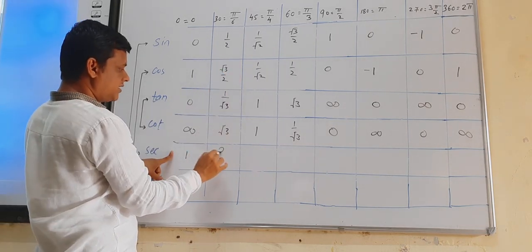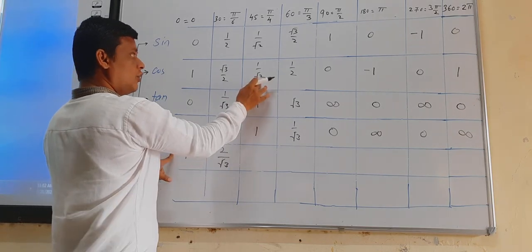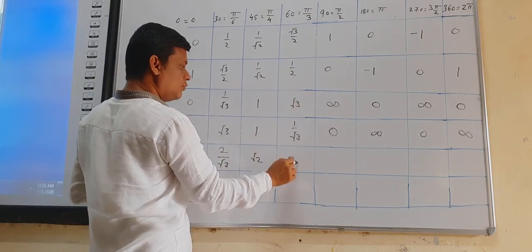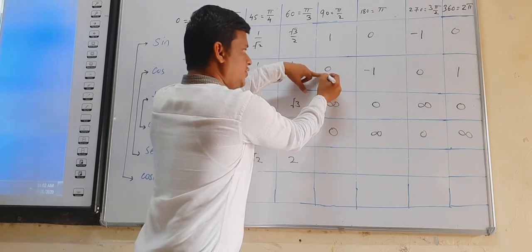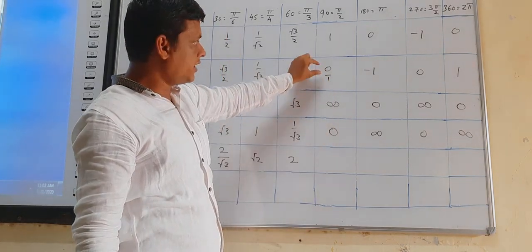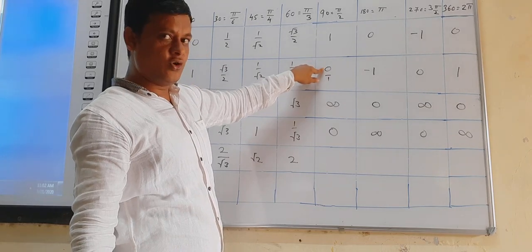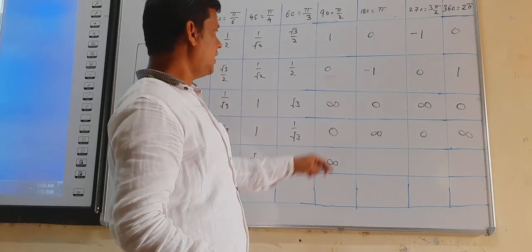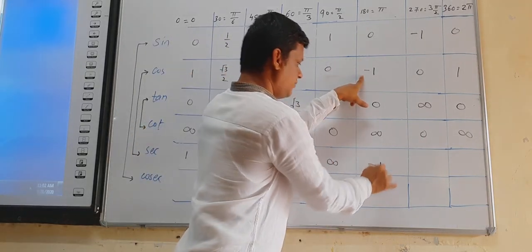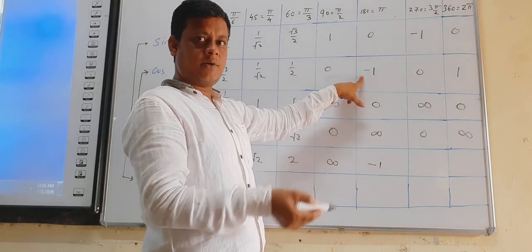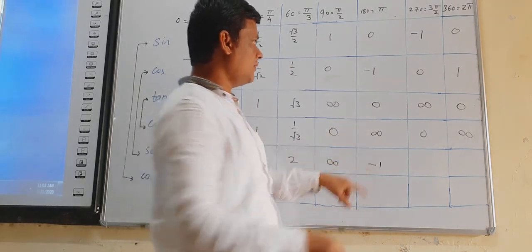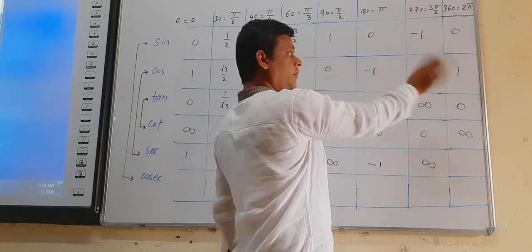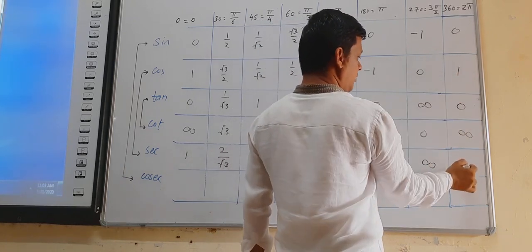Root 3 upon 2, its reciprocal is 2 upon root 3, root 2 upon 1, that is root 2, here 2 upon 1 is 2, here 0 upon 1, so the reciprocal of 0 upon 1 is 1 upon 0, so we have to write here infinity. Then the reciprocal of minus 1 is minus 1, because minus 1 upon 1, so after reciprocal 1 upon minus 1, that is minus 1. Again here we get infinity, 0 upon 1, so after reciprocal 1 upon 0 is infinity, here 1 upon 1 is 1.